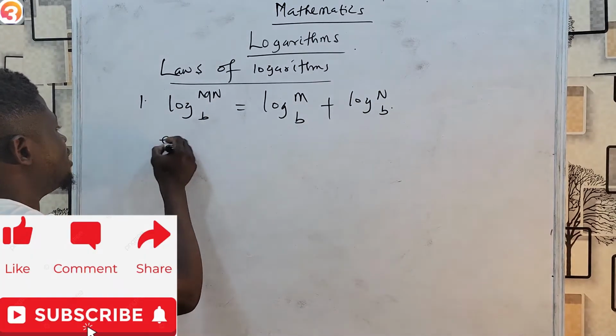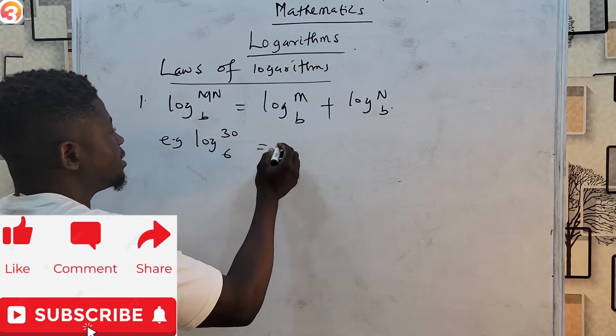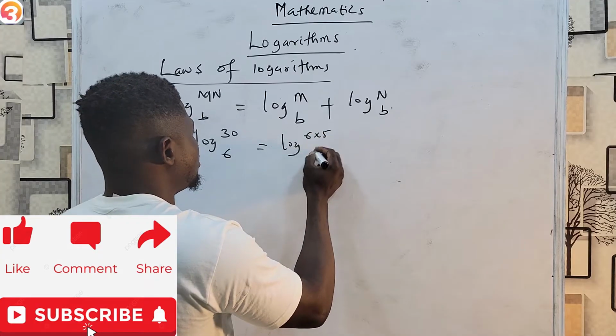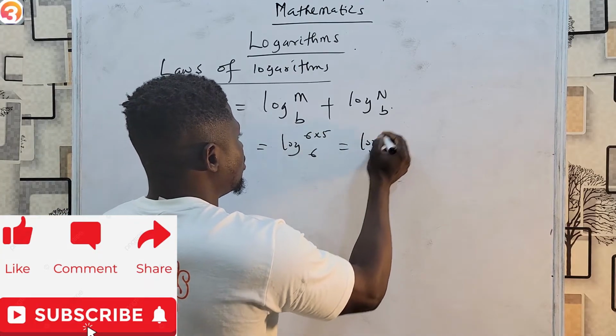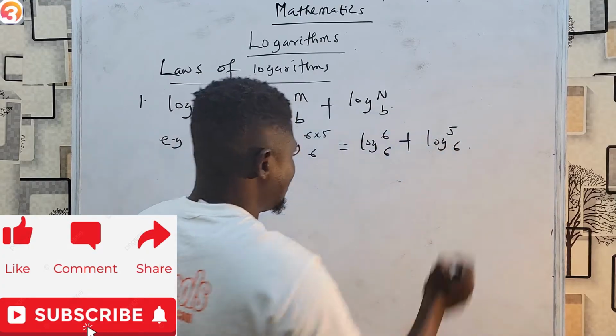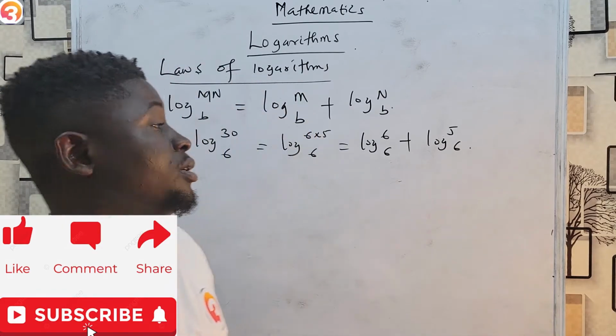So for example, if you have log 30 base 6, the same thing as, what is 30? 6 times 5, base 6. So equals to log 6 base 6, then plus log 5 base 6. So if you have something like that, that's how you simplify it. There's nothing more, nothing less.